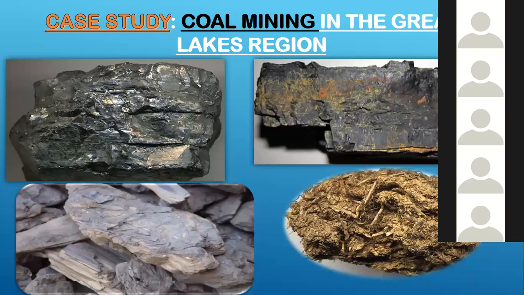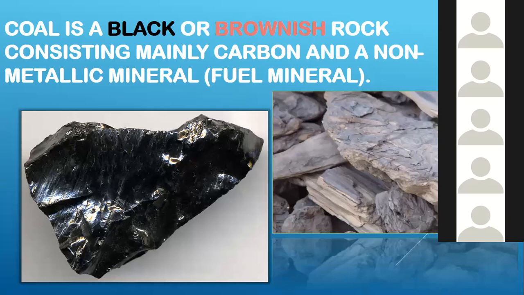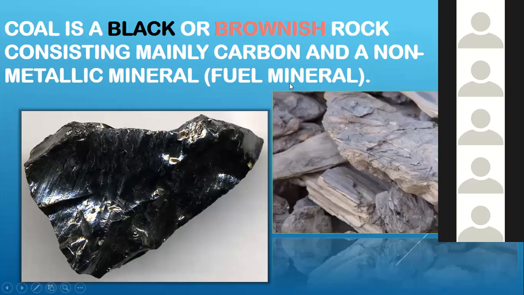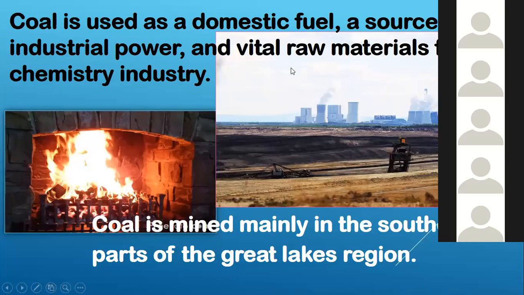coal. Coal is a black or brown rock, consisting mainly of carbon, and it is a non-metallic mineral, or a fuel mineral. If you look at this one here, it is black, or it is brownish. As you can see here, that is coal. It is used in industry. It's a source of industrial power. It is an important raw material for the chemical industry.